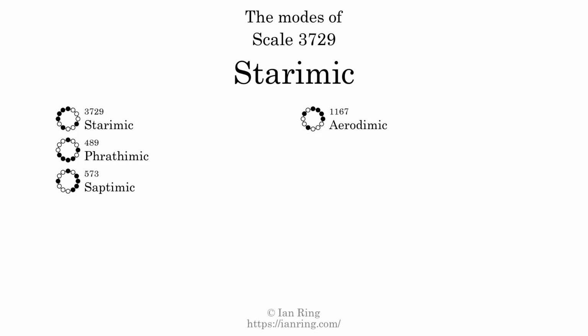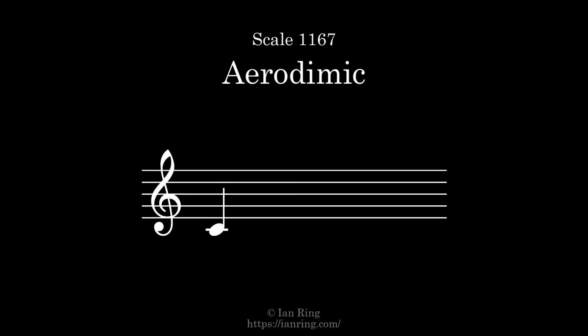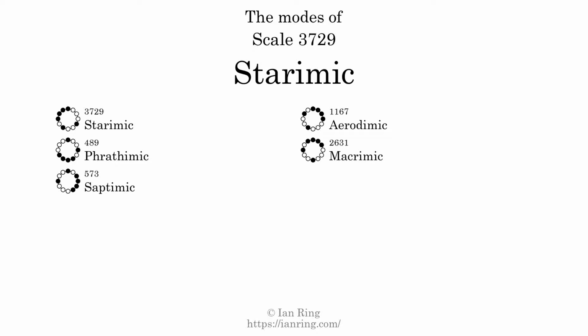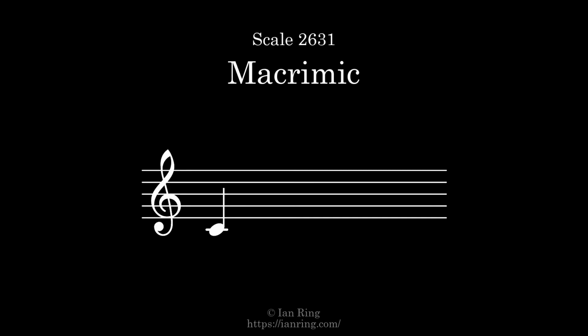The fourth mode is scale 1167, also known as Heteromorphisms. It sounds like this. The fifth mode is scale 2631, also known as Mecrimic. It sounds like this.